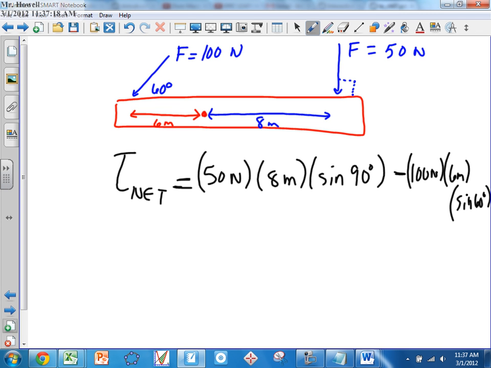So here, multiply through. This is clearly 400 Newton meters. Again, I don't care about the sine of 90 because it's 1. Sine of 60 is root 3 over 2, or 0.866. This is going to be 86.6 times 6, 4 or 5.